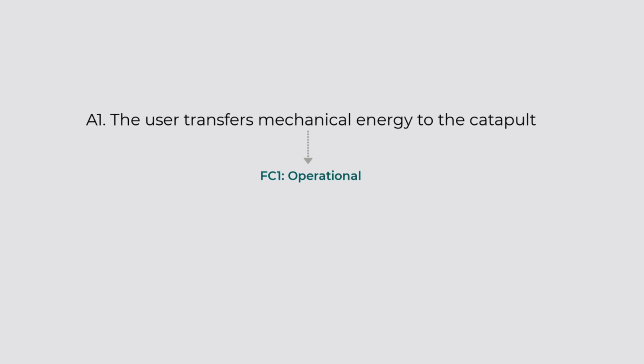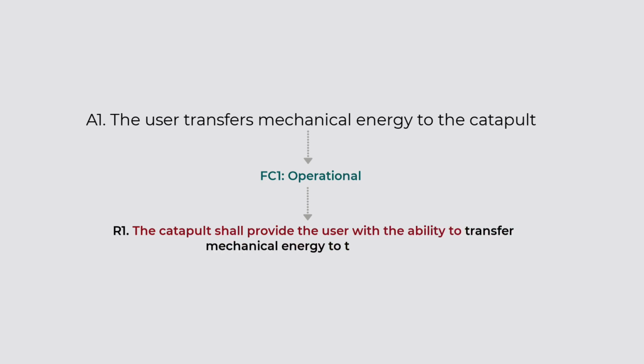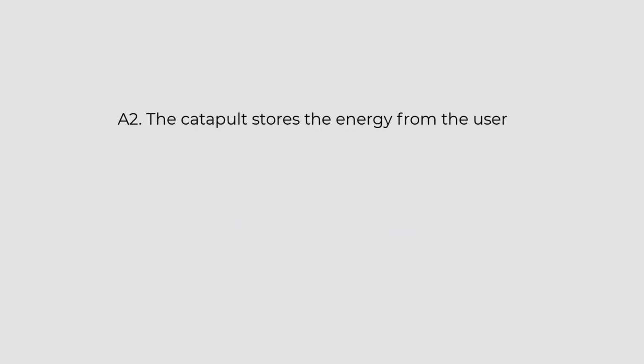Therefore, we convert it to: the catapult shall provide the user with the ability to transfer mechanical energy to the catapult. This requirement specifies the operational aspect of the catapult, ensuring that the expert understands how the catapult is intended to be operated. The second activity, or A2: the catapult stores energy from the user.